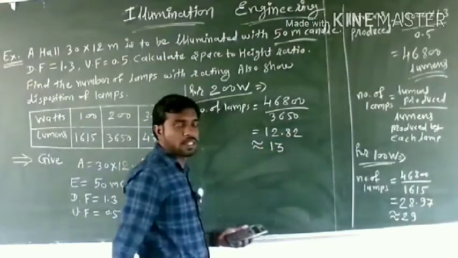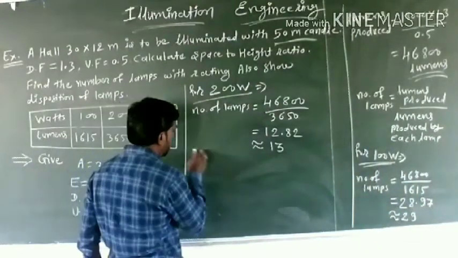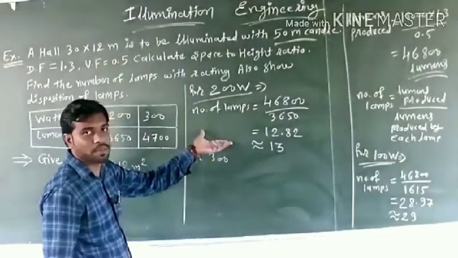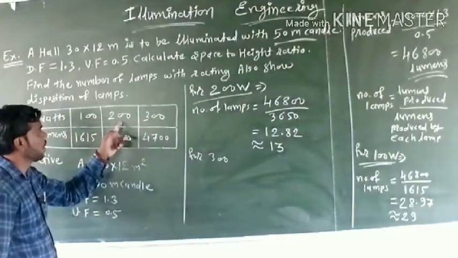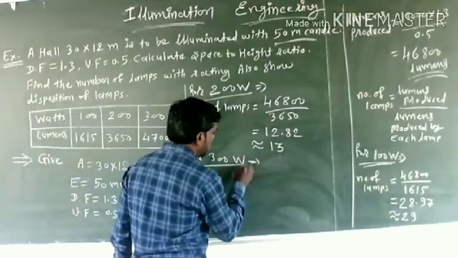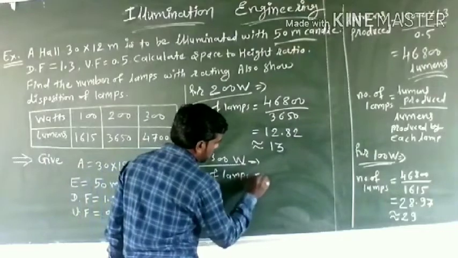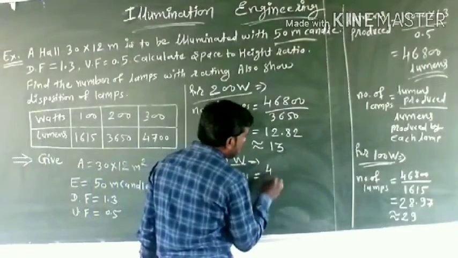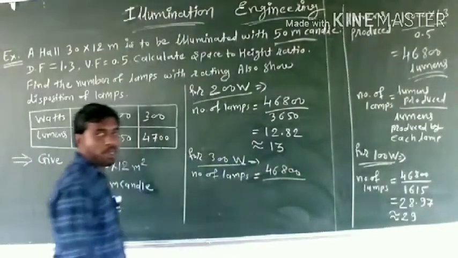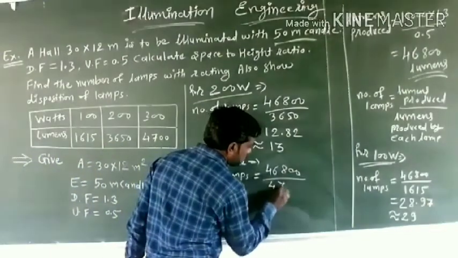And for last, for 300 watt lamp, you have to calculate the number of lamps, for all as indicated in the table. So here for 300 watt lamp, number of lamps is equal to the total lumen produced, that means 46,800 divided by the lumen produced by 300 watt lamp, that means 4700.